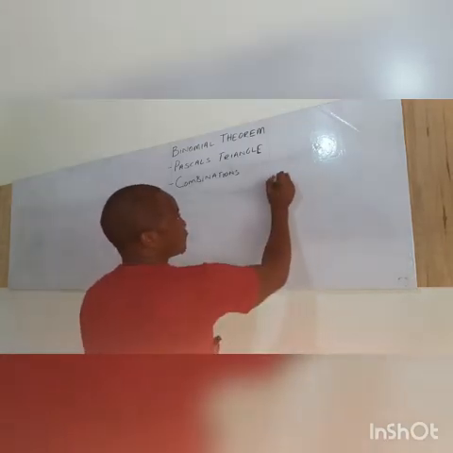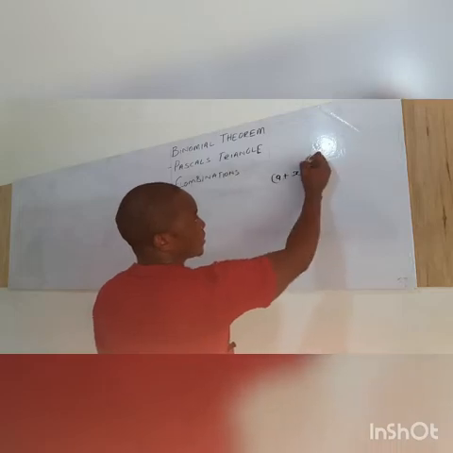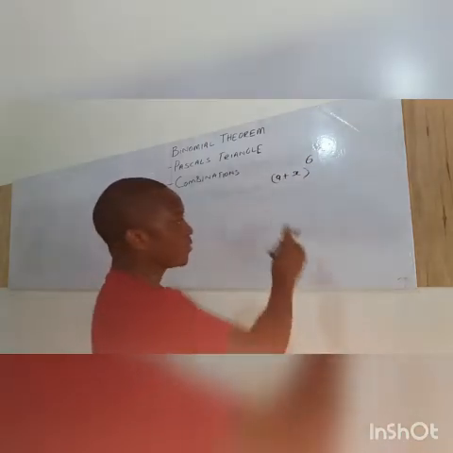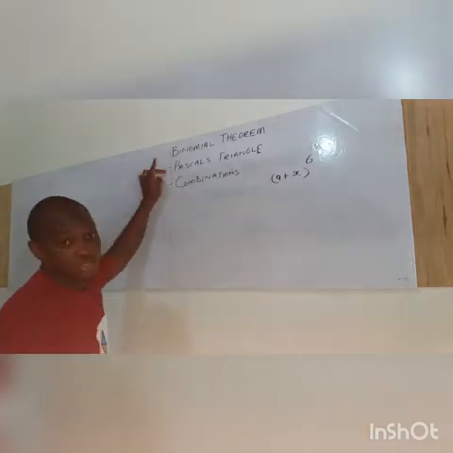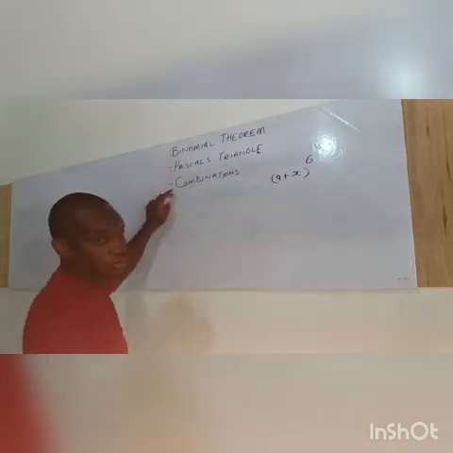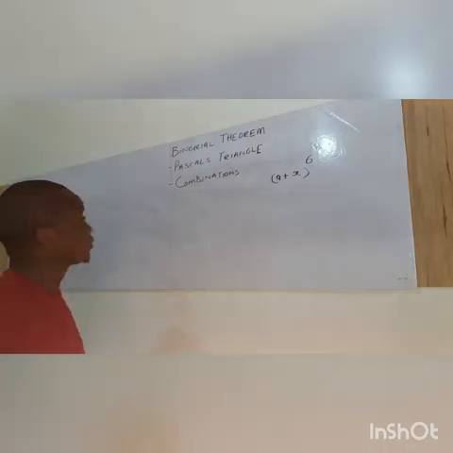And binomial theorem, it's just a way of expanding brackets. Let's say you have a plus x to the sixth power. How do you expand it to come to know the coefficients of each? So there are two methods. The first is using the Pascal's triangle. The second is using combinations. So we'll begin by using the Pascal's triangle.